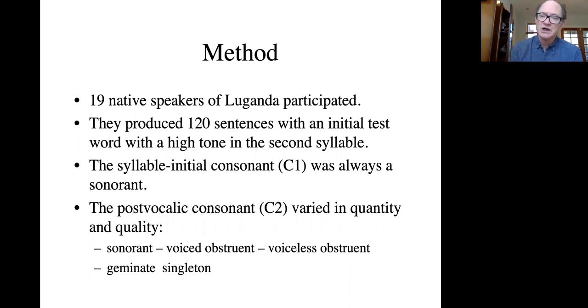They produced each 120 sentences with a test syllable in the second syllable of the sentence, beginning with a sonorant, C1, then a vowel, a high tone vowel, and then a consonant C2, which could be a sonorant, a voiced obstruent, voiceless obstruent, and it could be geminate or singlet.